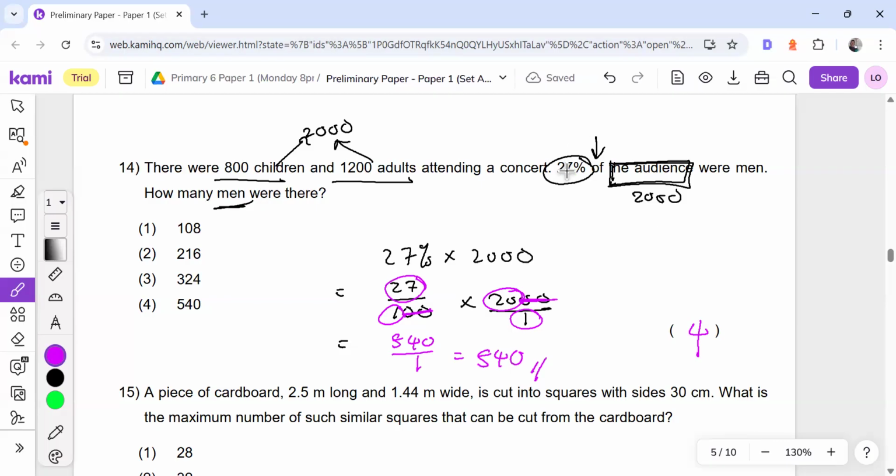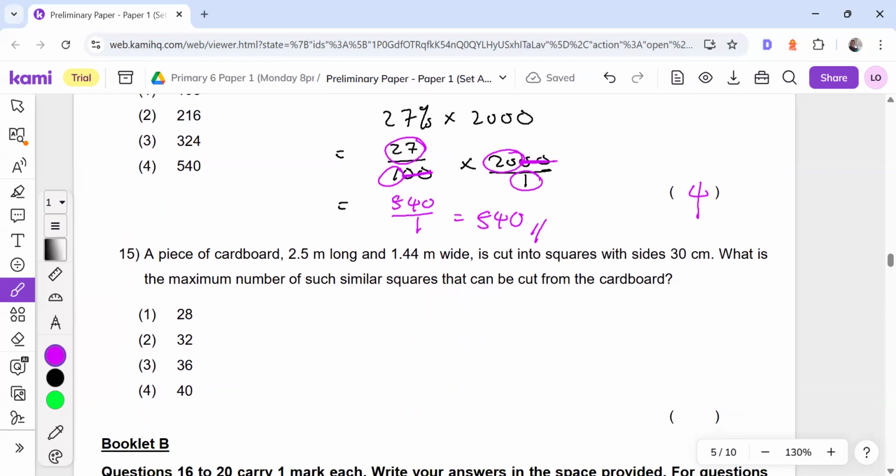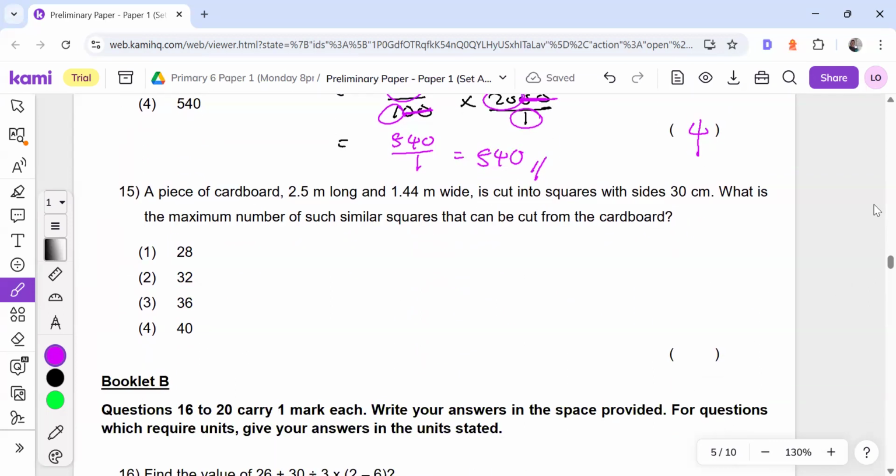So every time you see a percentage, see whether you can put a number here. Find the number, and put it inside here. Then you can do 27% times the number. Okay, multiply by the number. Okay, question 15. Question 15, some of you may get it wrong.